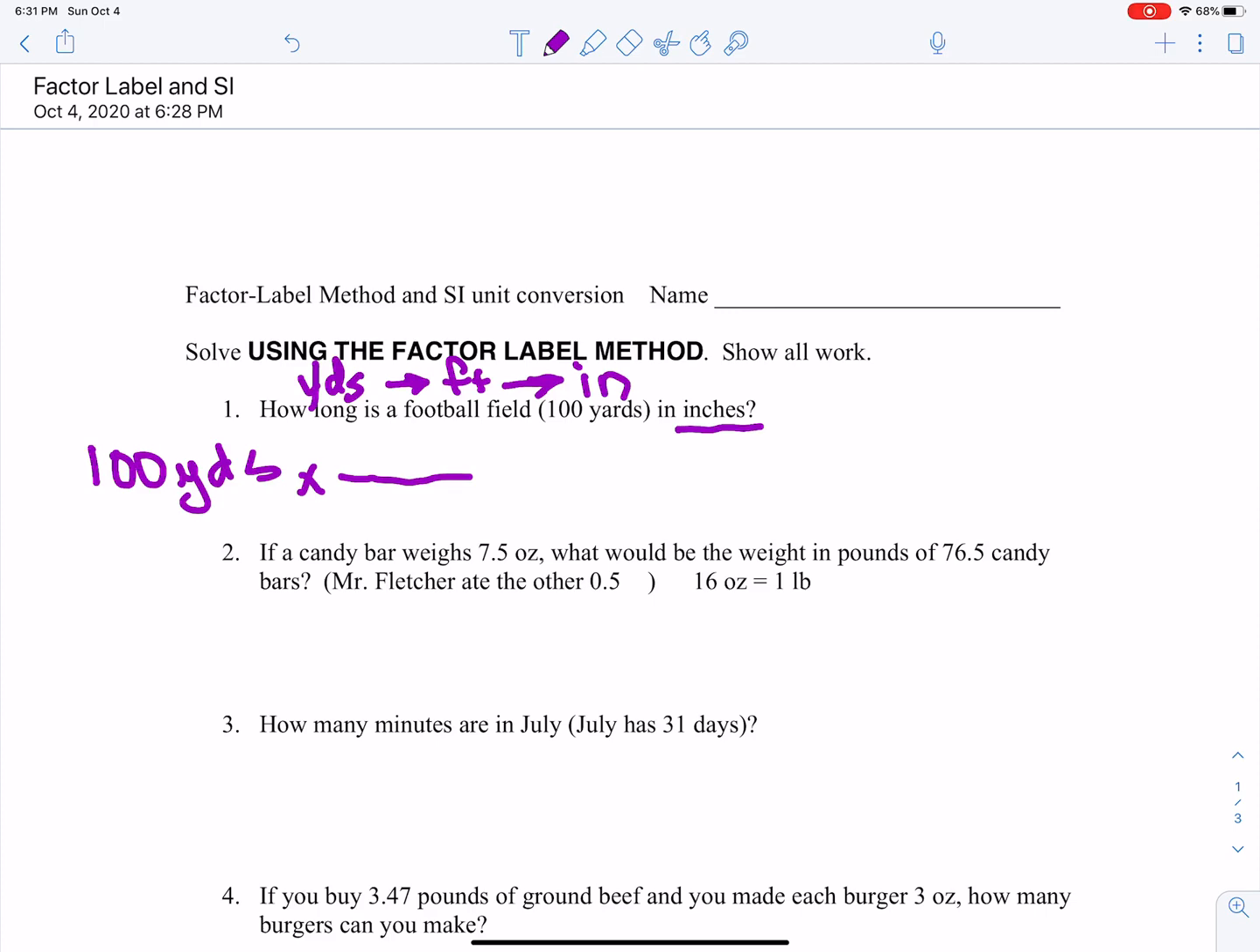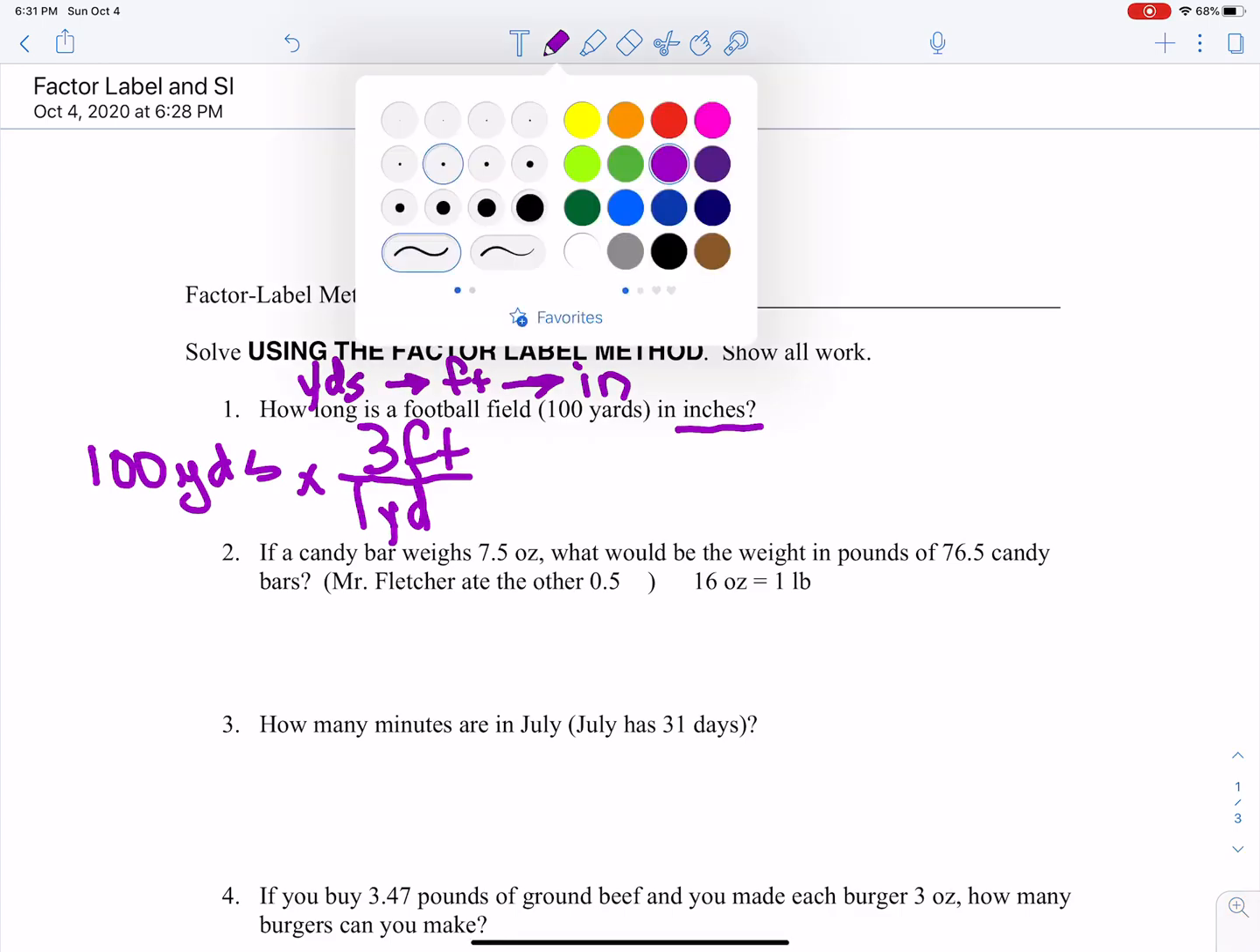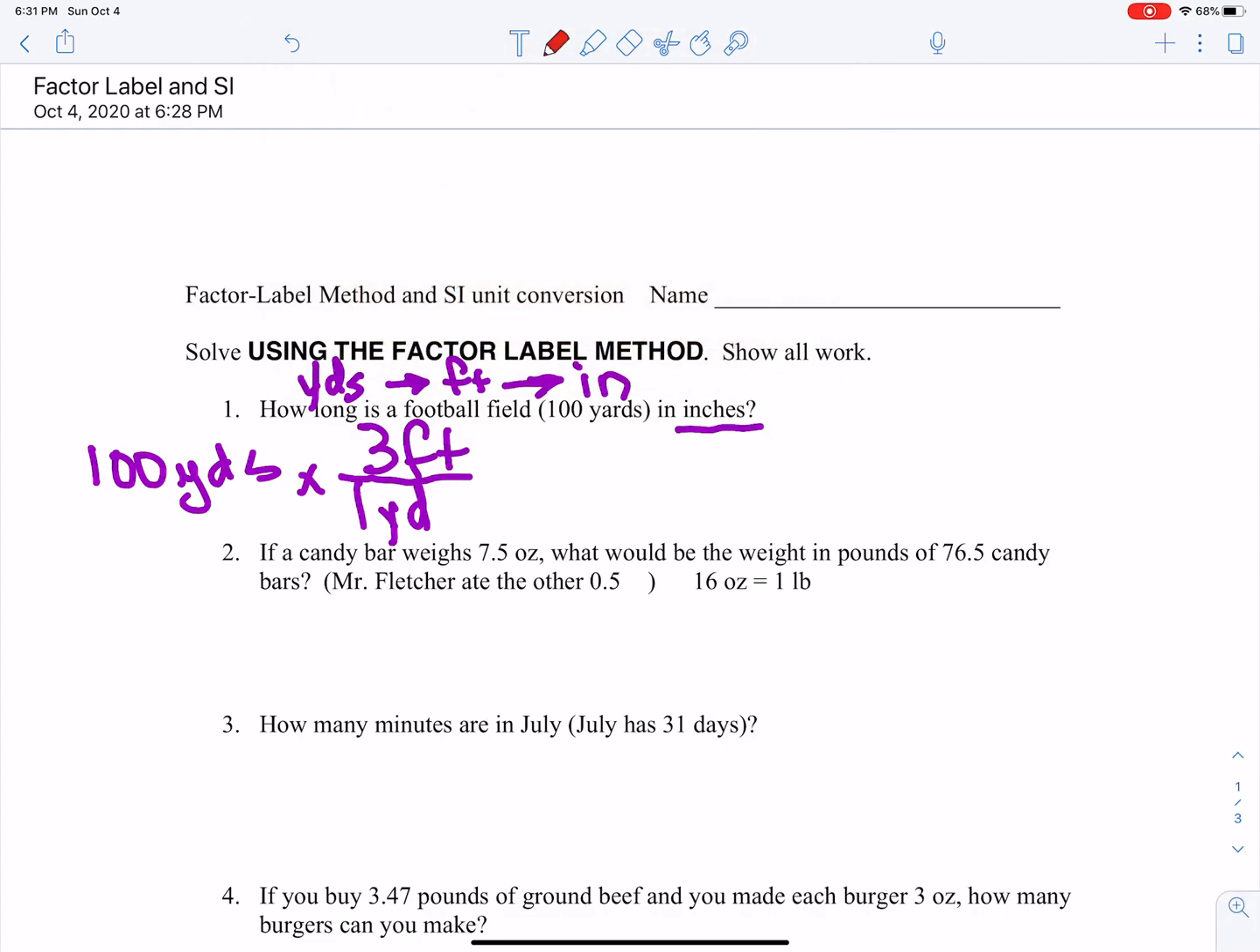Those things you're expected to know. So if we need to go from yards to feet, the conversion factor, you could look this up, but most kids know this, is 1 yard is equal to 3 feet. And the reason I put yards on the bottom is because I want yards to cancel out. A yard divides out a yard. So if you divide anything by itself, it becomes 1. So what I have left on top is a foot, which I need because I need to get to inches.